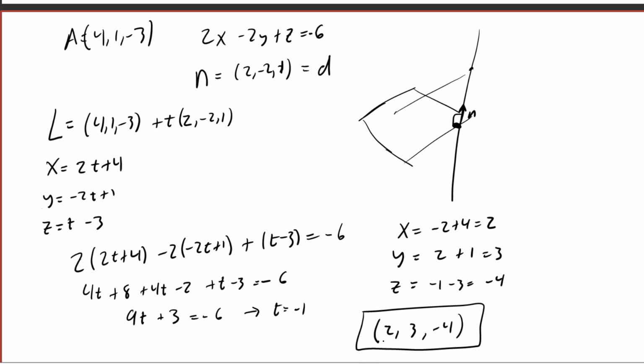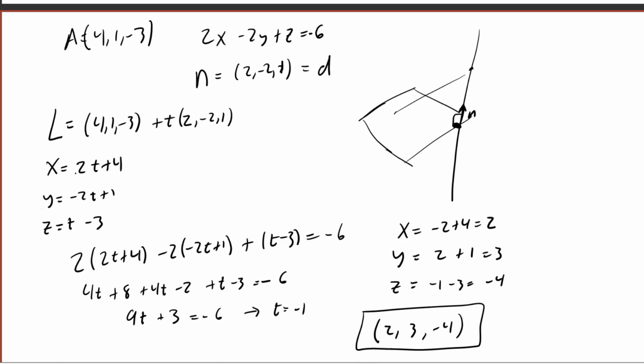Do one last check. So I have 2 minus 2 plus z equals minus 6. Okay. Let L be the line that passes through A and is perpendicular to P. So it's perpendicular if it's in the direction of the normal. Okay. So 4, 1, minus 3, 2, minus 1, 2, 1. Okay. So I have 4 plus 2t. I have 1 minus 2t, minus 3 plus t.